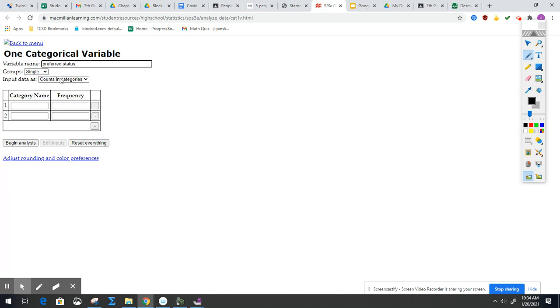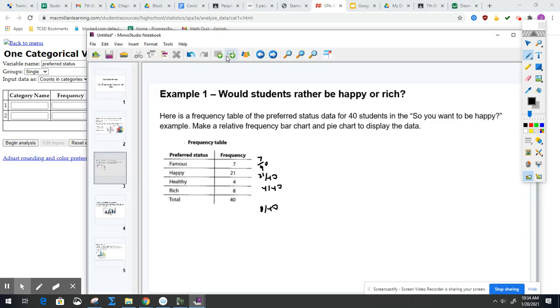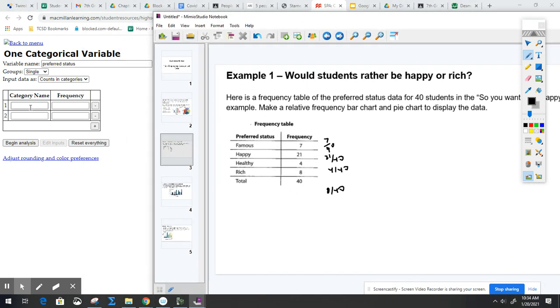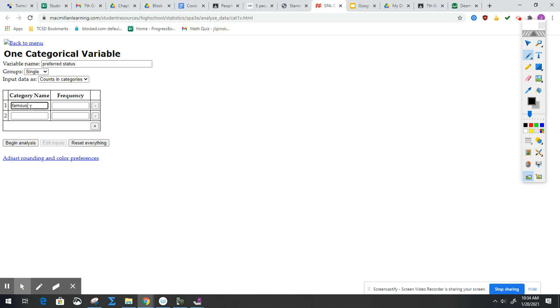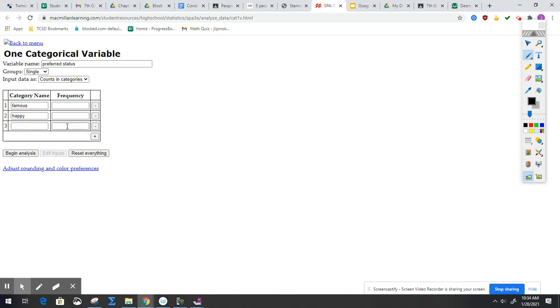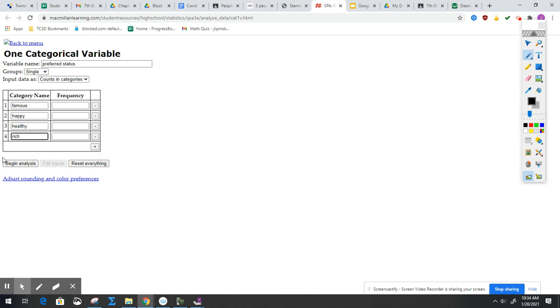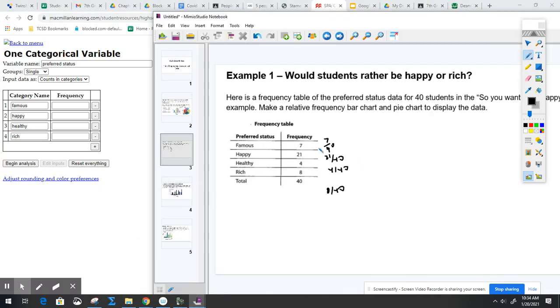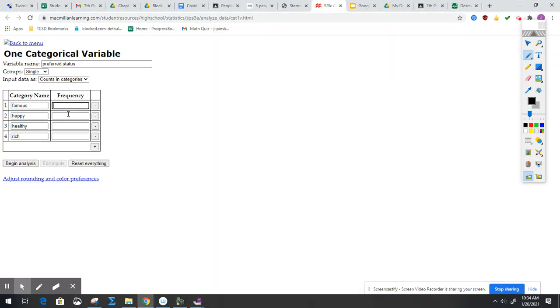Then group, single, counts, and categories. And what are the category names again, just to make sure that we're all using the same ones? Famous, happy, healthy, and rich. Again, to add a new one, just click that button there. And we would enter in the numbers 7, 21, 4, and 8. And we would begin the analysis.